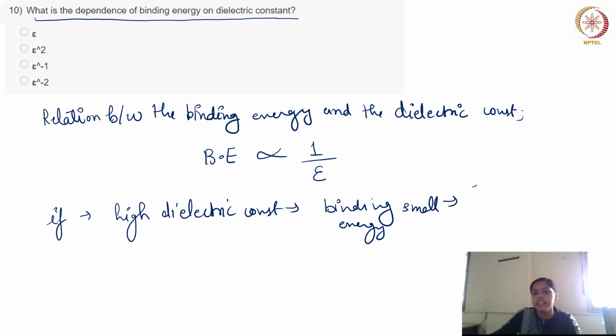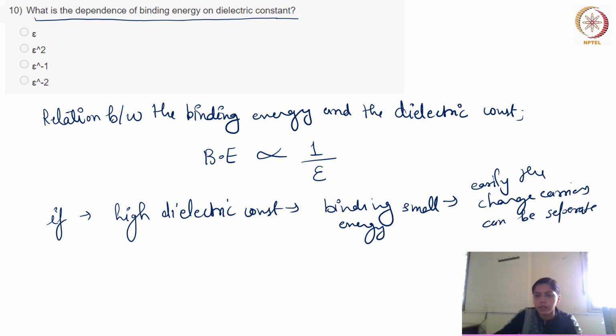That means the charge carriers can easily be separated from the exciton condition. Okay, so option number 3, which is showing this value, is the right answer for this question. So is this clear to everyone? So there is an inverse proportionality between the binding energy and the dielectric constant. Yeah, okay.